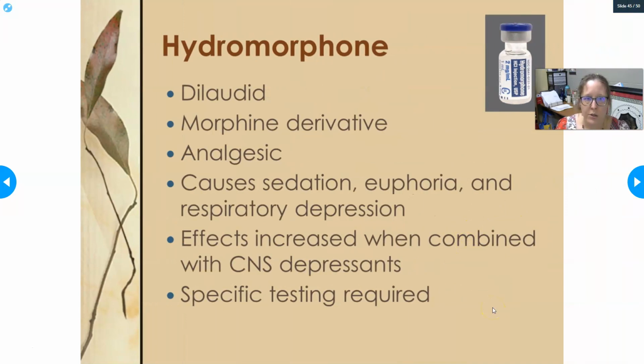Hydromorphone is also known as Dilaudid. It is a morphine derivative, an analgesic, so used to control pain. It causes sedation, euphoria, and respiratory depression. So again, these guys can also forget to breathe if you take too much of that. The effects are increased when combined with other central nervous system depressants, such as alcohol or other opiates. And specific testing is required to detect Dilaudid or hydromorphone.